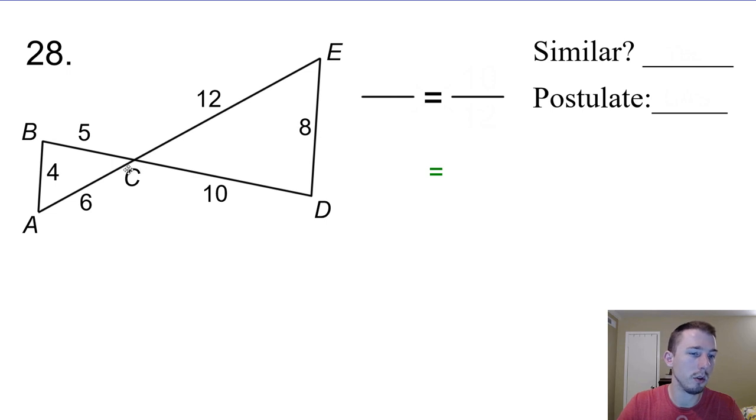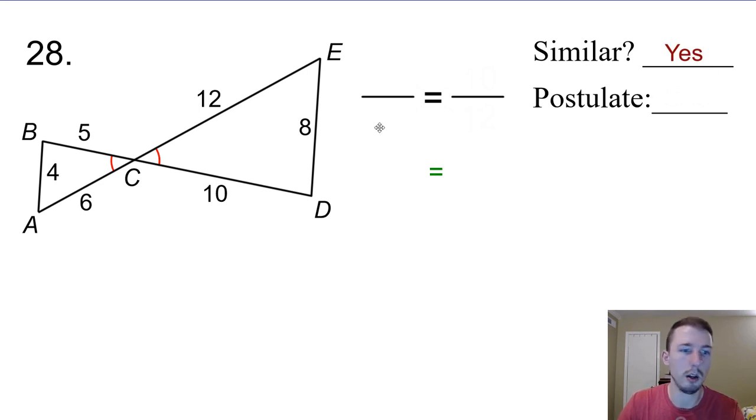All right, the last example I'm going to do with you is number 28. So on this one, we do have all three sides. So we could prove similarity with side, side, side. But if we have vertical angles in the middle, we really just need to show that the two sides that are including that angle are proportional. Then we're using side angle side.